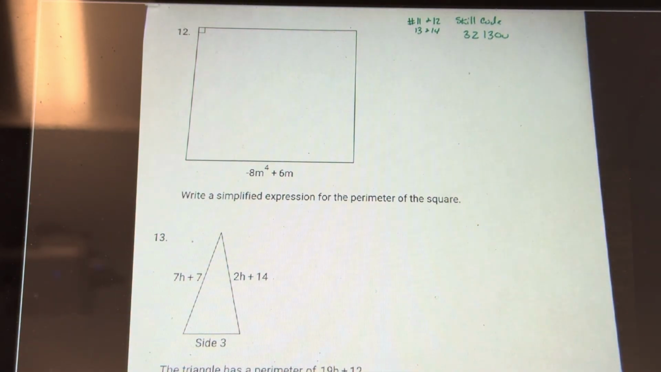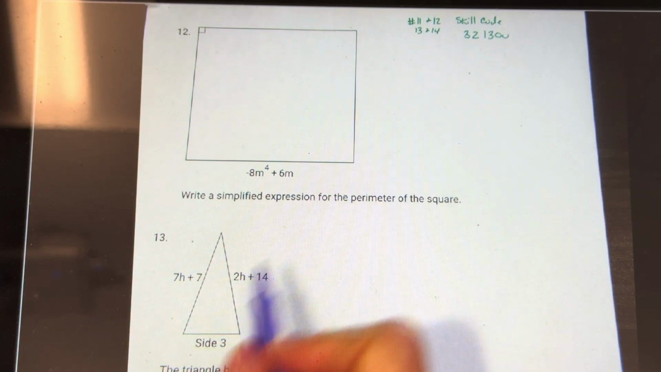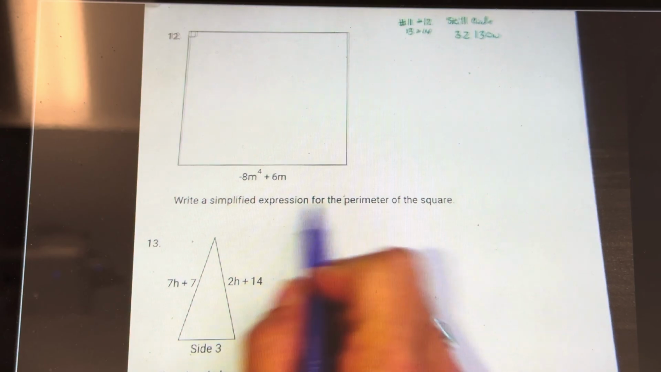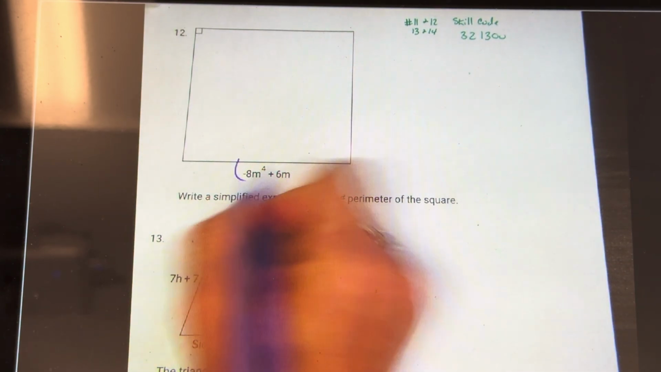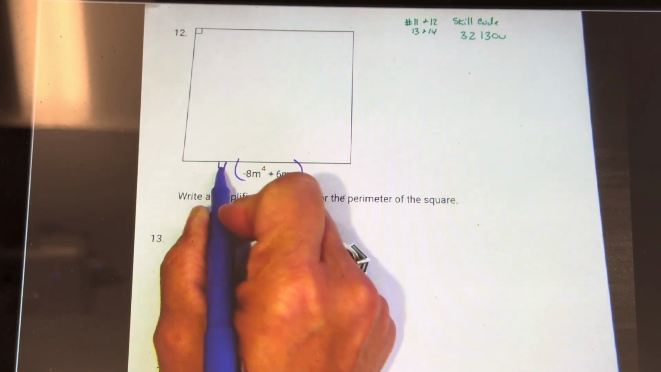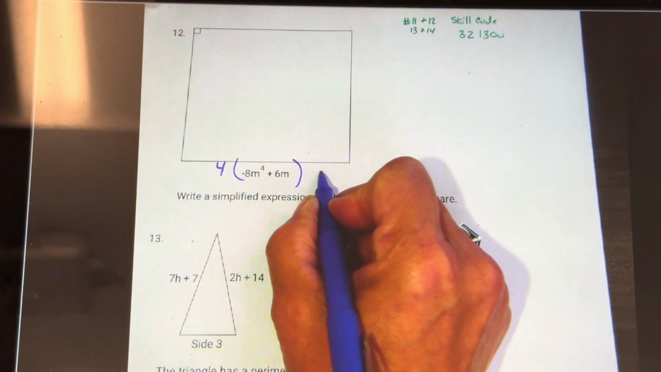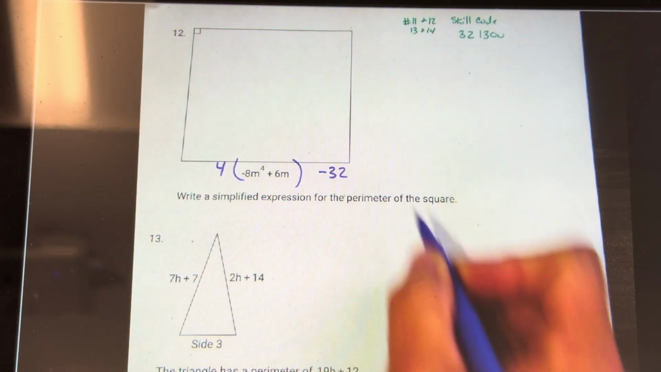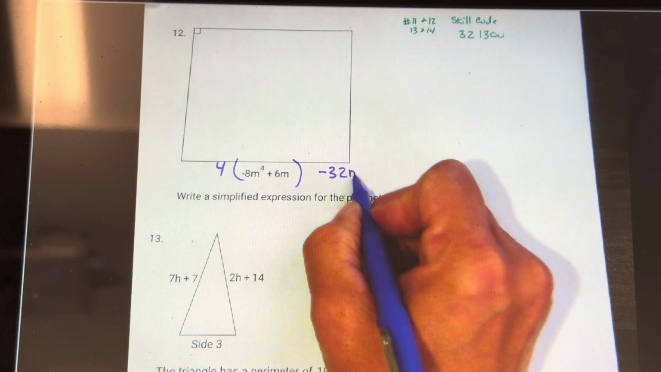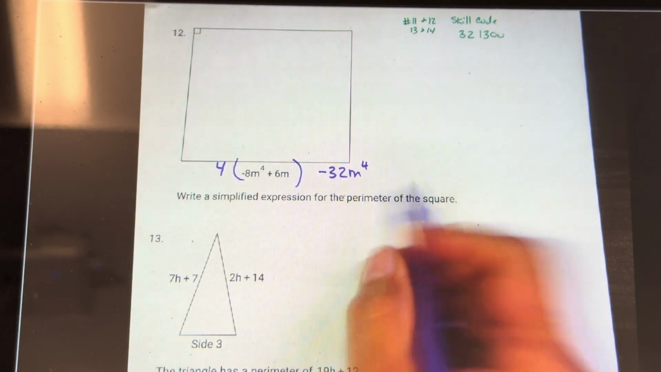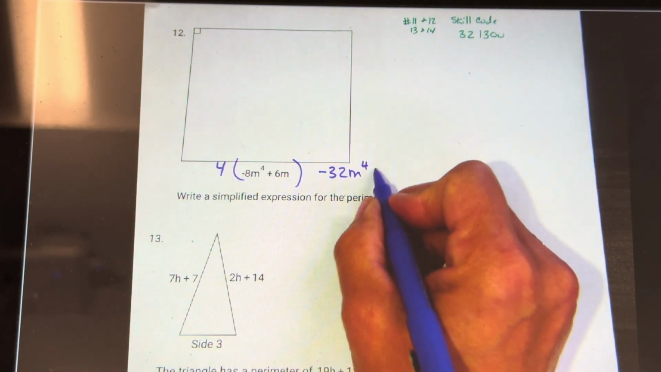Okay, number 12, we have a square. And so on a square, all the sides are equal, and there are 4 of them. So to find the simplified expression for the perimeter, we're just going to multiply this times 4. 4 times negative 8 is negative 32. And the variable and the exponent stays the same. And 4 times 6 is 24.